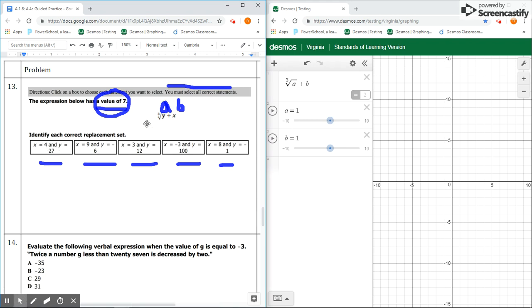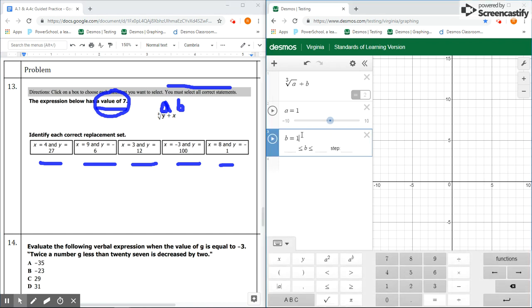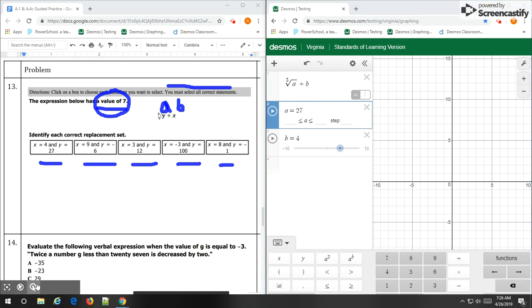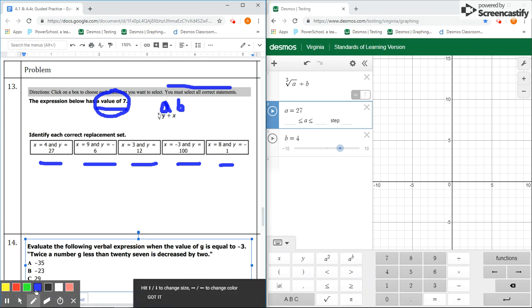It says x equals 4. I'm going to plug in a 4 for b, and it says y equals 27. So I'm going to plug in a 27 for a. All right, and it says that it's equal to 7. So this is actually an answer. I'm going to circle this one here as my answer right there.